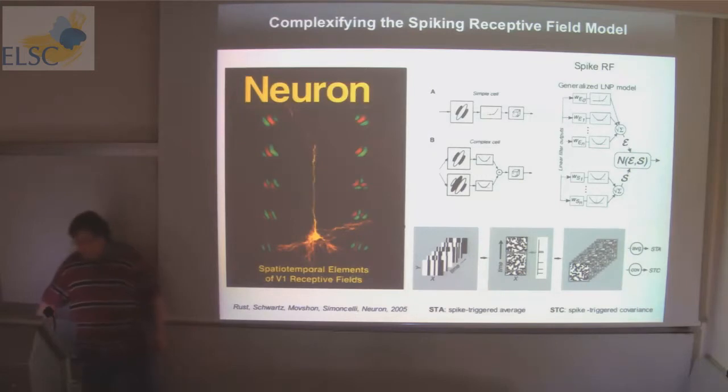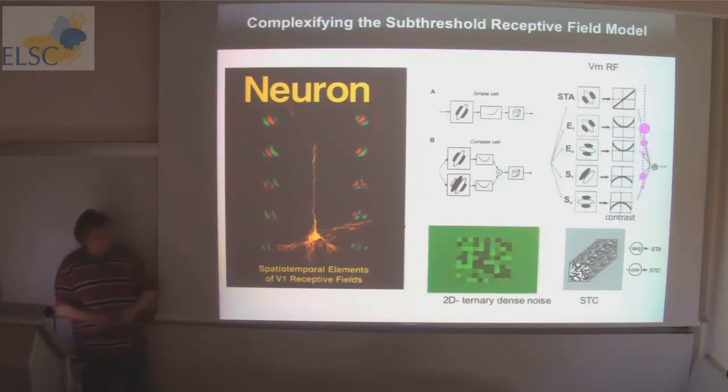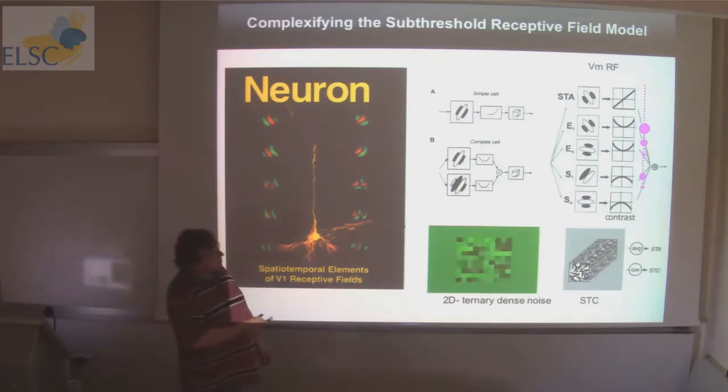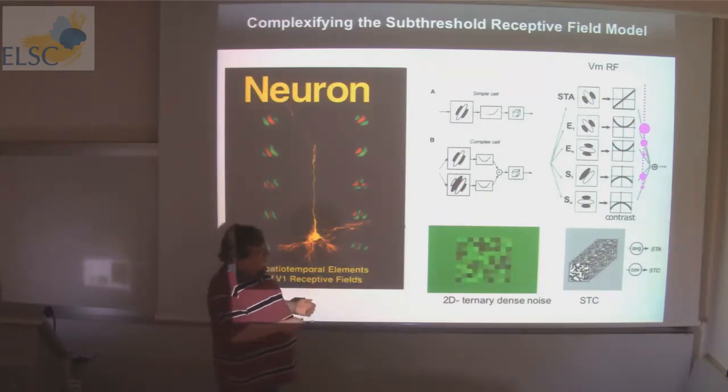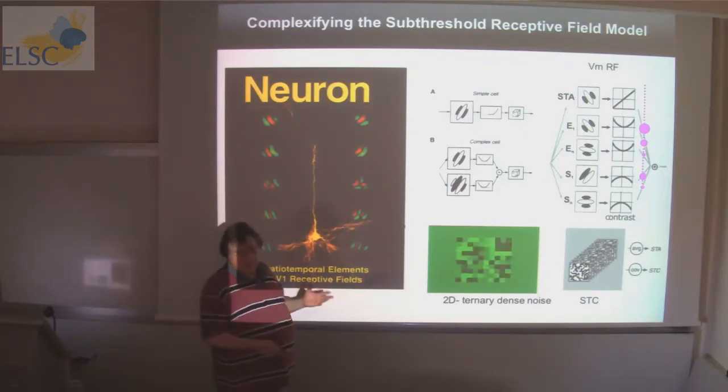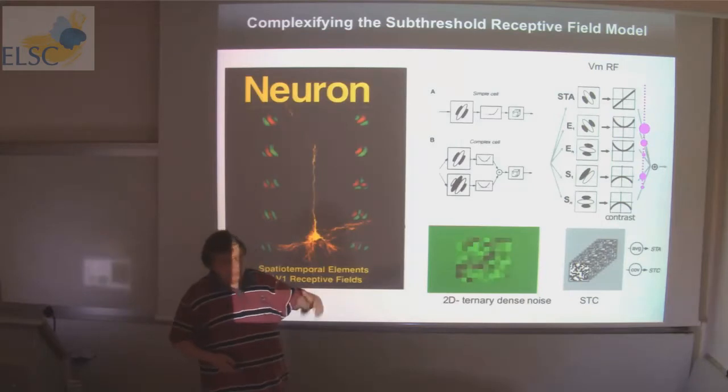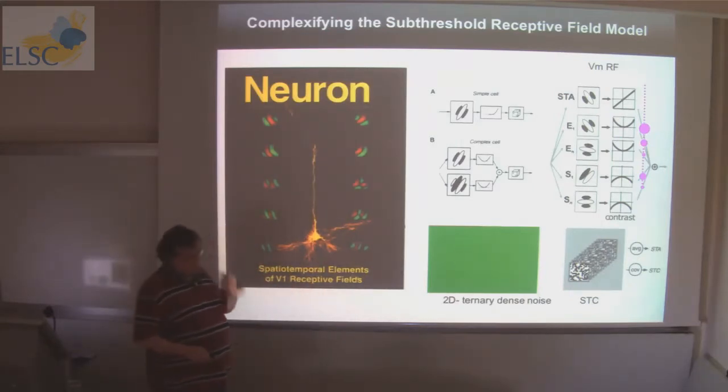Okay, so we decided to go for intracellular recordings and repeat this type of experiment using our ternary dense noise and a similar structure: a spike-triggered average going through a linearity with contrast, then the excitatory subunit going through a quadratic nonlinearity, and the inhibitory subunits going through a negative nonlinearity. Note that if I'm using spikes, these suppressive subunits cannot be said to be inhibitory. You need to go to the current level or to the conductance level to do it. So we did it at the voltage level, at the current level, at the conductance level, and the best results we got, for technical reasons, were at the current level.